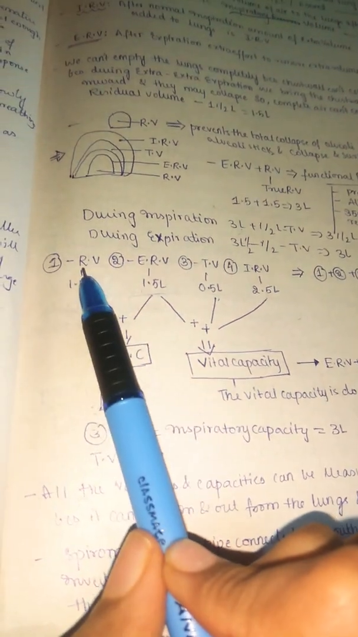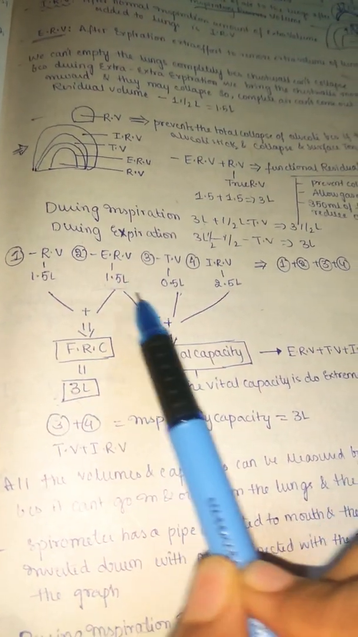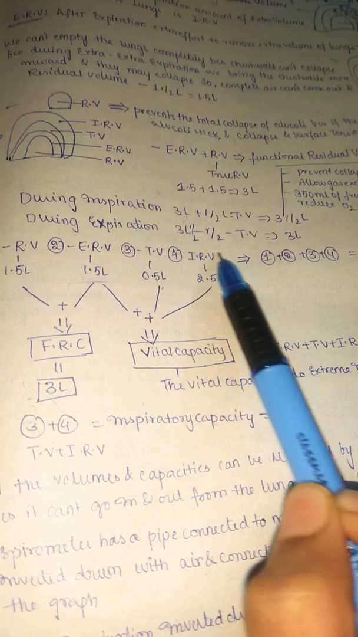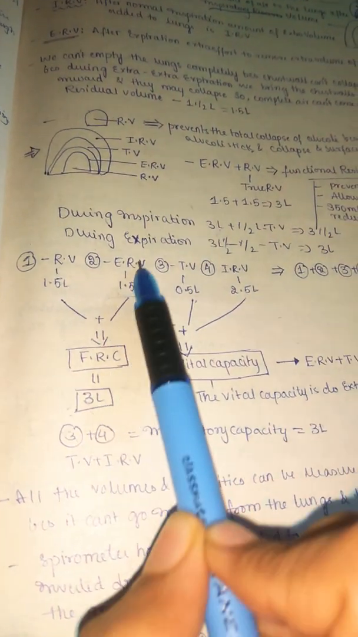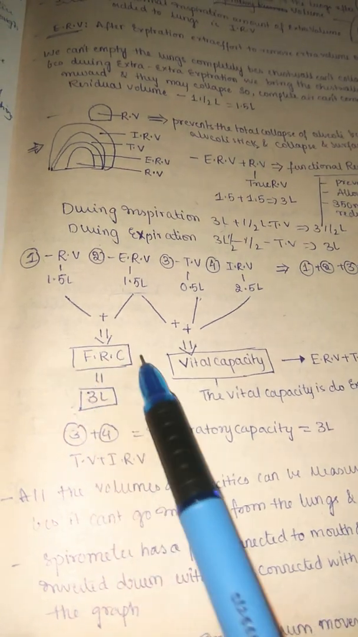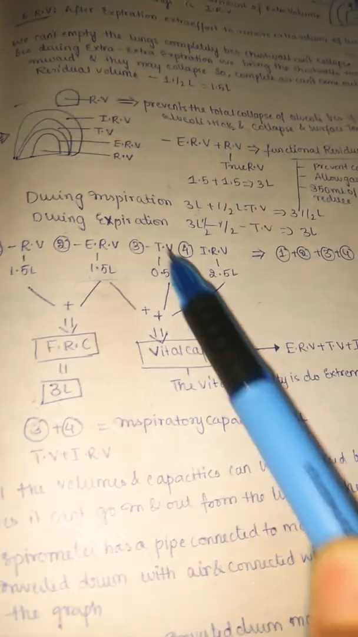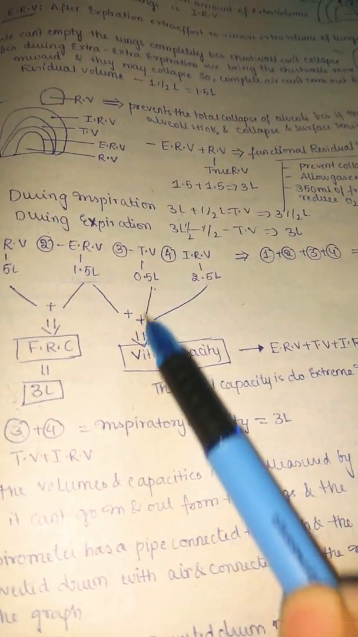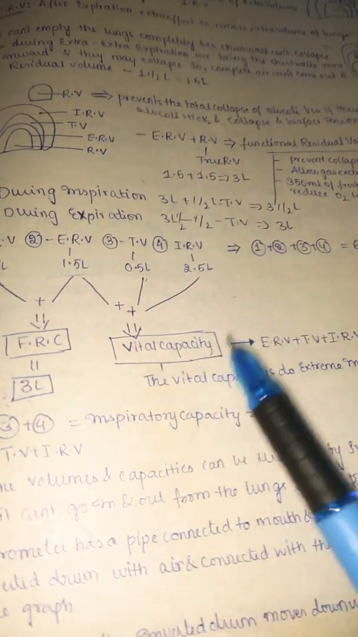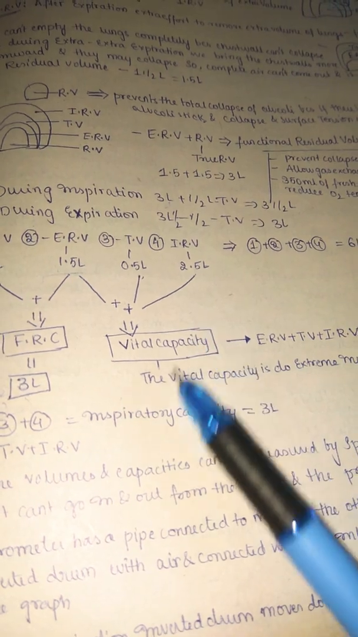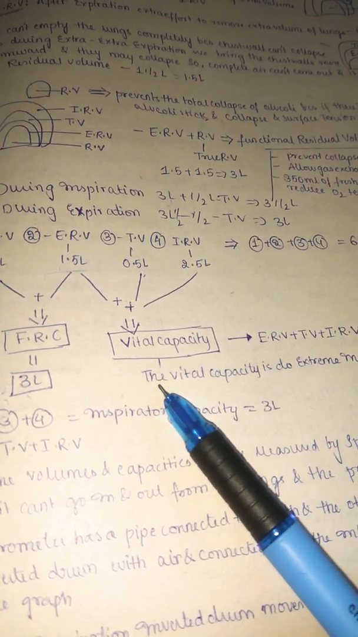So now let us see some of the important terms here. First one is residual volume, second one is expiratory reserve volume, third one is tidal volume, fourth one is inspiratory reserve volume. So these are all the values we have. Residual volume along with expiratory reserve volume gives us the functional residual capacity, which is 3 liters. Next, expiratory reserve volume with tidal volume and inspiratory reserve volume gives us the vital capacity.